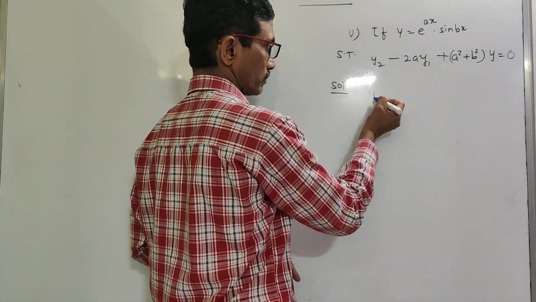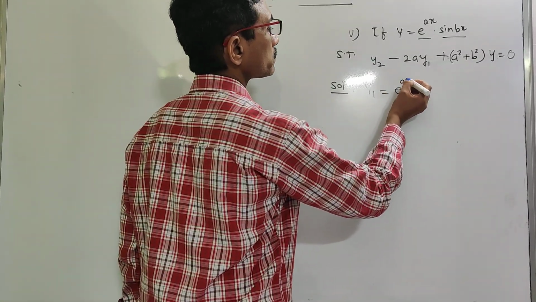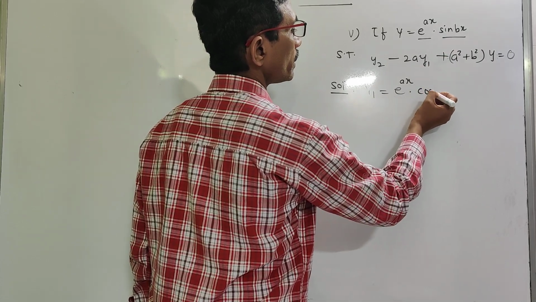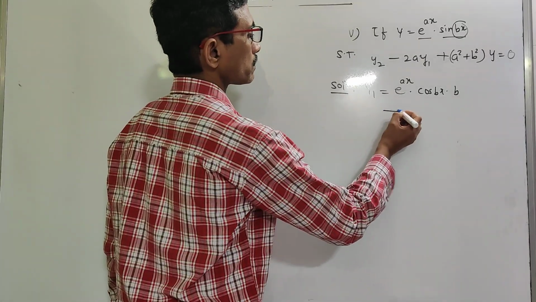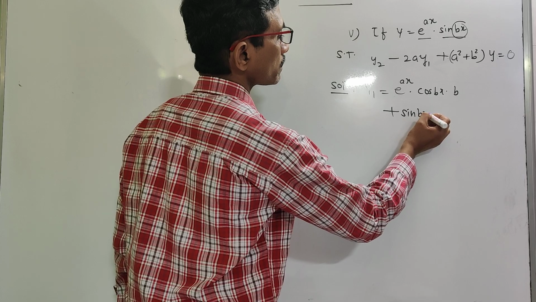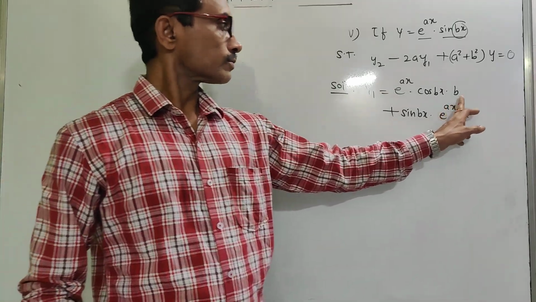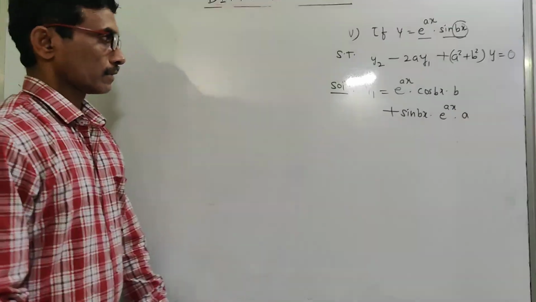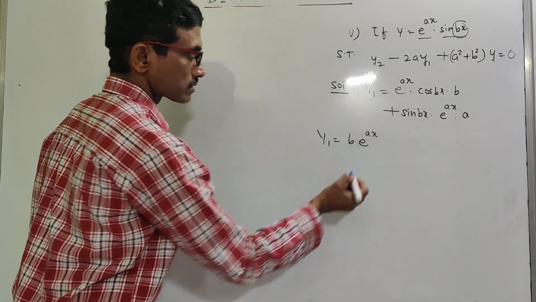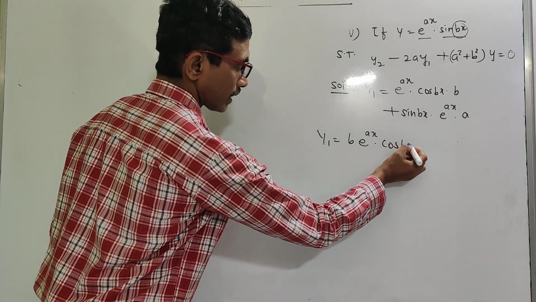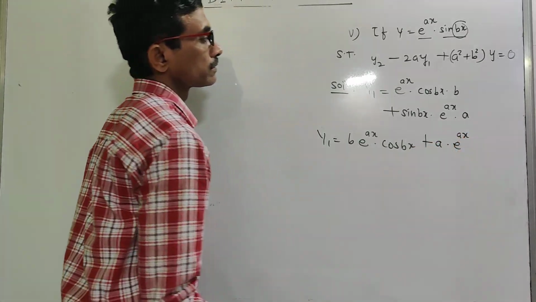So y1 is equal to derivative of this, u derivative of v, that is e raised to power ax. Sin derivative is cos of bx into derivative of bx is b, plus sin of bx into derivative of e raised to power ax into a. What is derivative of e raised to power x? e raised to power x into a. That is y1 is equal to b e raised to power ax into cos of bx plus a e raised to power ax sin of bx.